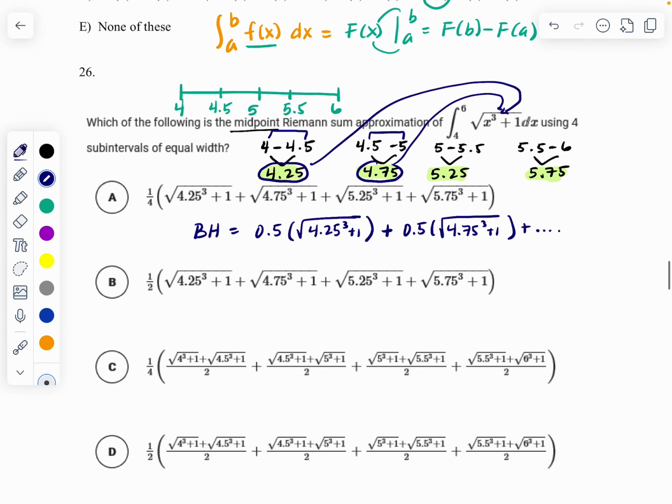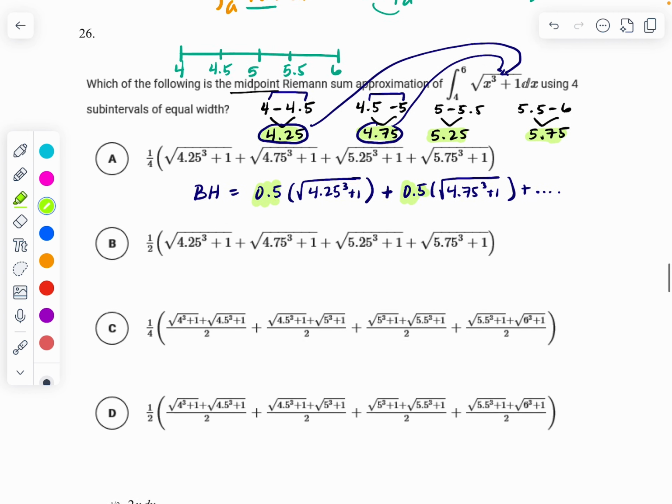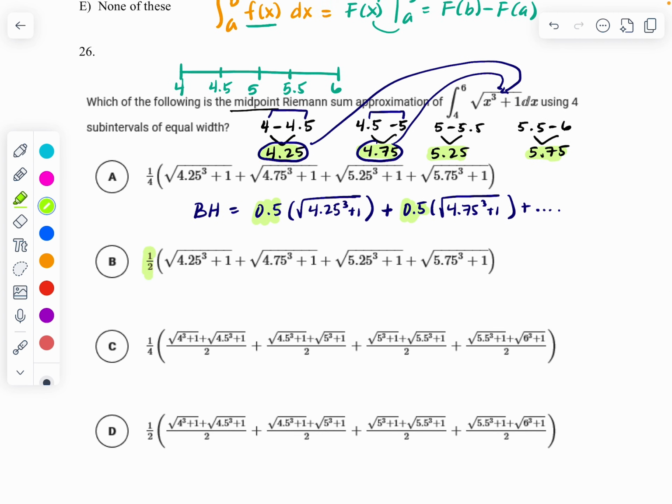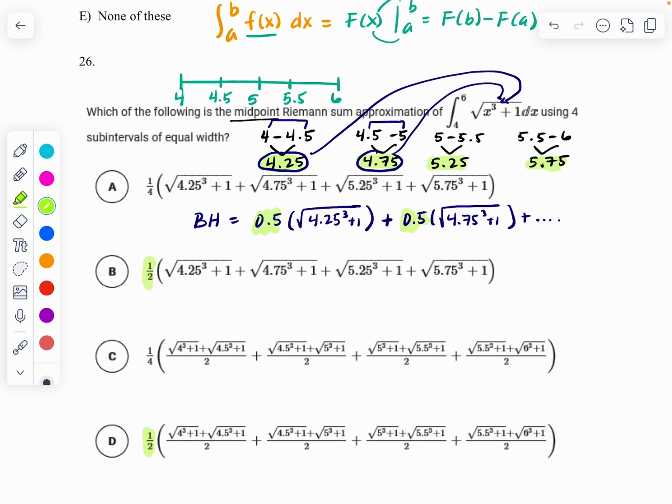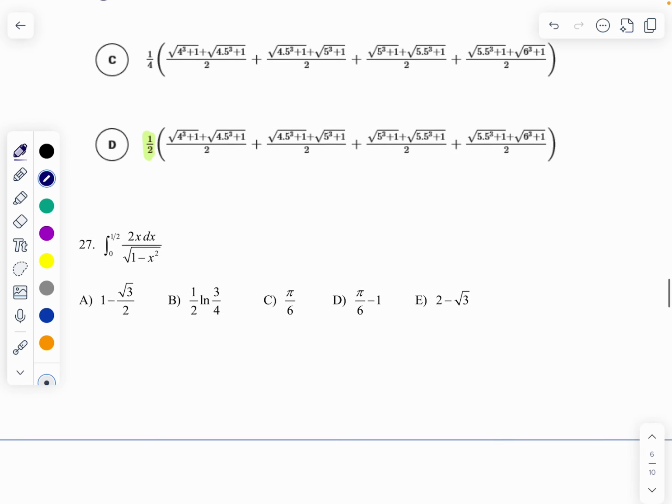So 0.5 is really 1/2. So if you notice on here, I have a 0.5. All of them are going to have a 0.5. So there's going to be a 1/2 factored out on the outside. So it's going to be either this answer or this answer, right? That has a 1/2. The other ones don't work that way. Now, if I look at this 4.25 cubed plus 1, there's that one. 4.75 cubed plus 1, there's that one. It looks like the answer is going to be B on this one. Okay? All right, let's look at number 27.